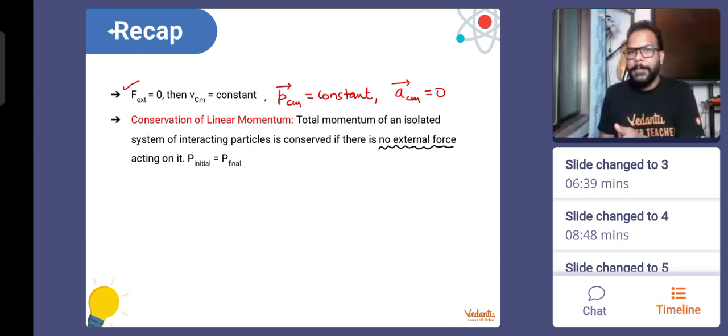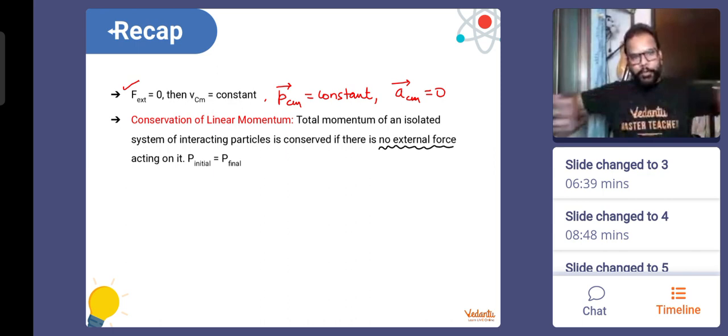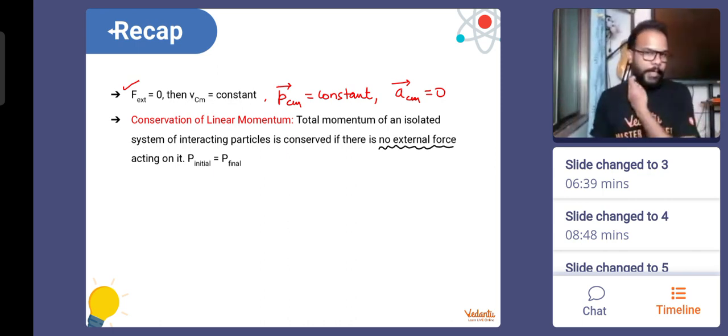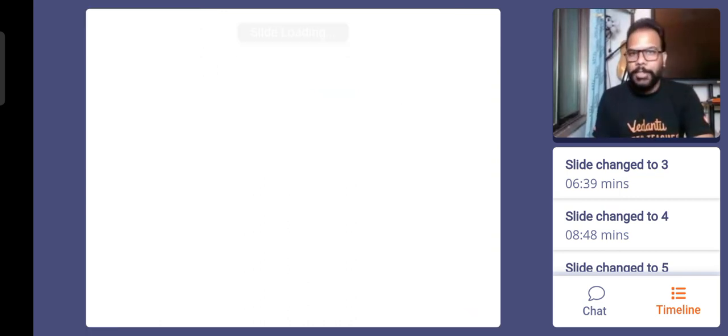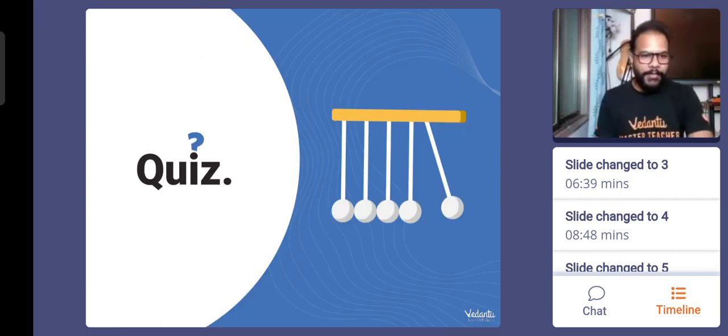So if the center of mass is initially at rest and the body explodes, the parts it breaks down into will move opposite to each other. That's the part you need to always understand properly. We had a lot of discussion on this, and after the class I also took a lot of doubts on the same thing. If you understood the topic properly, you will definitely enjoy today's session as well.